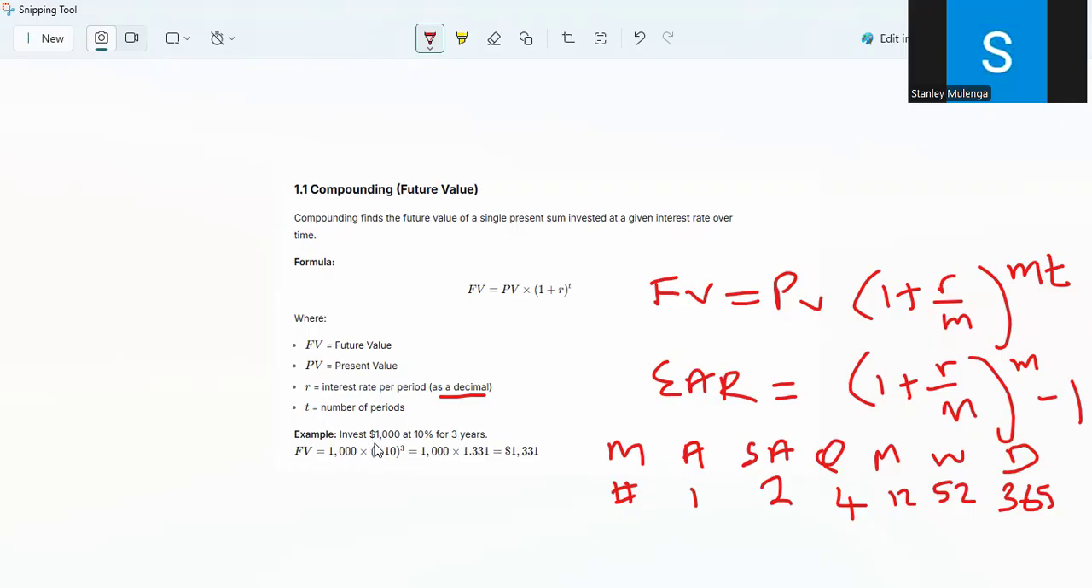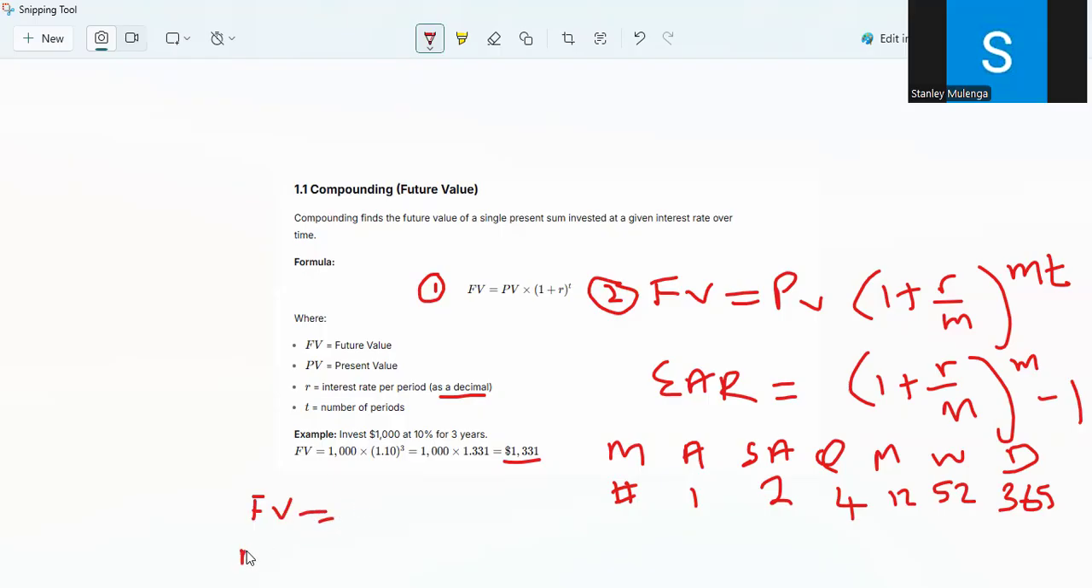So if we invest 1,000 kwacha at 10% for 3 years, this is how we calculate the future value, 1.10 to the power 3. This is if compounded annually. If compounded semi-annually, we're going to use formula 2. This is formula 1, for annually. Formula 2 is for more than once. So if we are asked to calculate the future value compounded semi-annually, what would be the formula for future value? Future value is equal to what? Present value times 1 plus r to the power t.